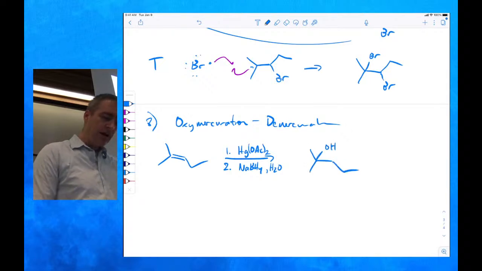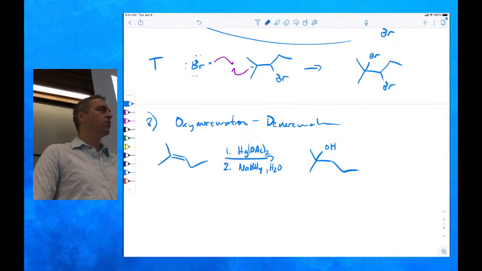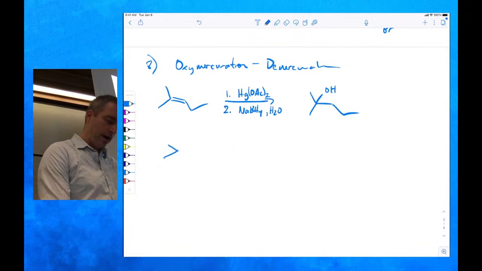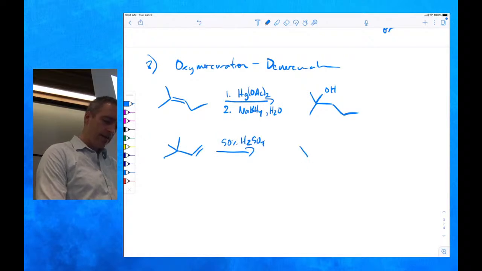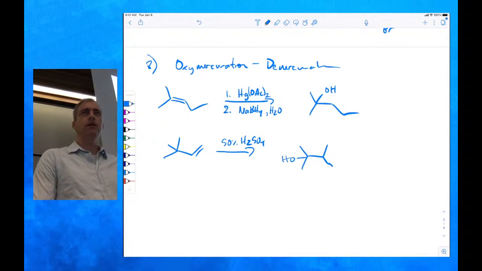It does Markovnikov addition of water across the double bond, just like you see here. And the beauty of this one is if there's possible rearrangements, you don't get them. So if you had an example like this, and you try to do this with 50% H2SO4, you're going to get a rearrangement that produces this, which is something you should see if you can figure out why this is the product.